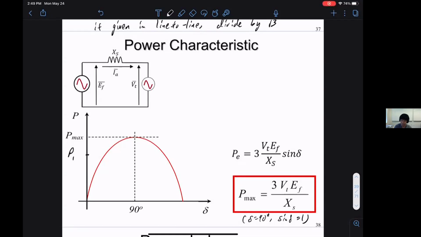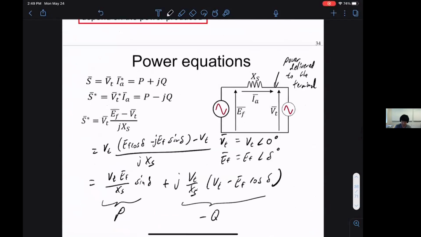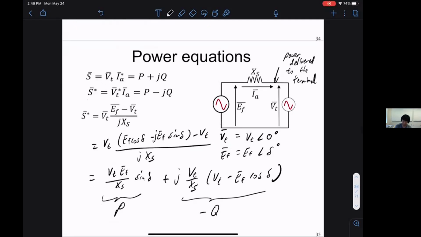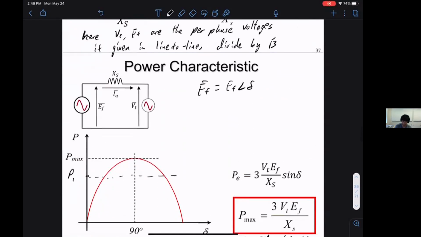I was asking what this angle represents, where we got that angle. This angle is the angle of the equivalent field voltage. Remember this derivation: VT is at angle 0, that's our reference. Then the voltage source, EF, has a non-zero angle. And this angle shows up in the active power equation, like this.